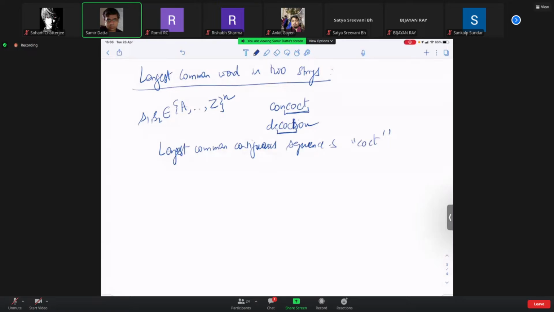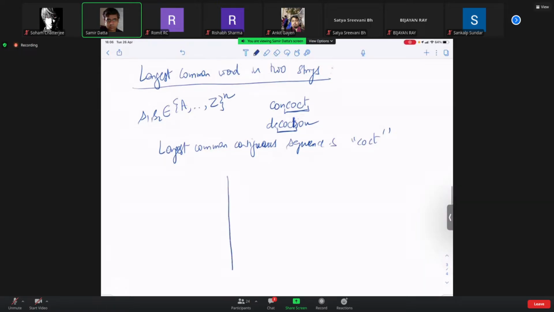So how would you find this? Tell me. So let's write this in. What I want to show is that this is very similar to the previous problem, or it is somewhat similar to the previous problem.